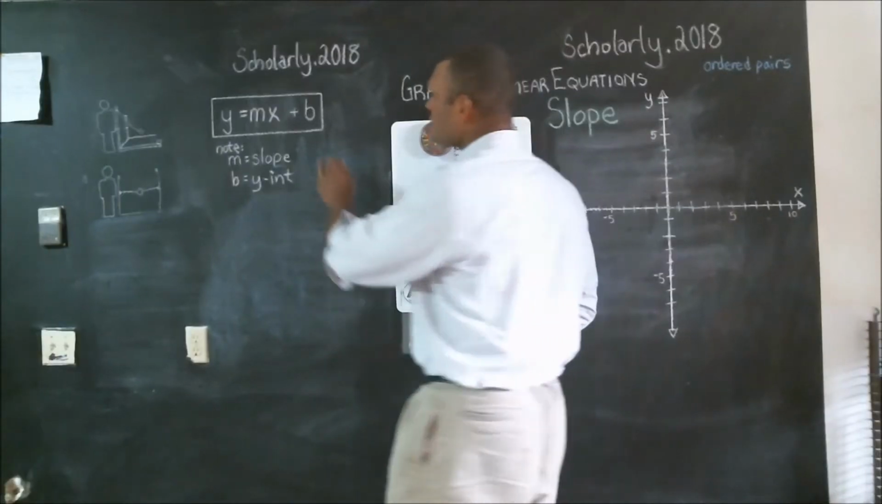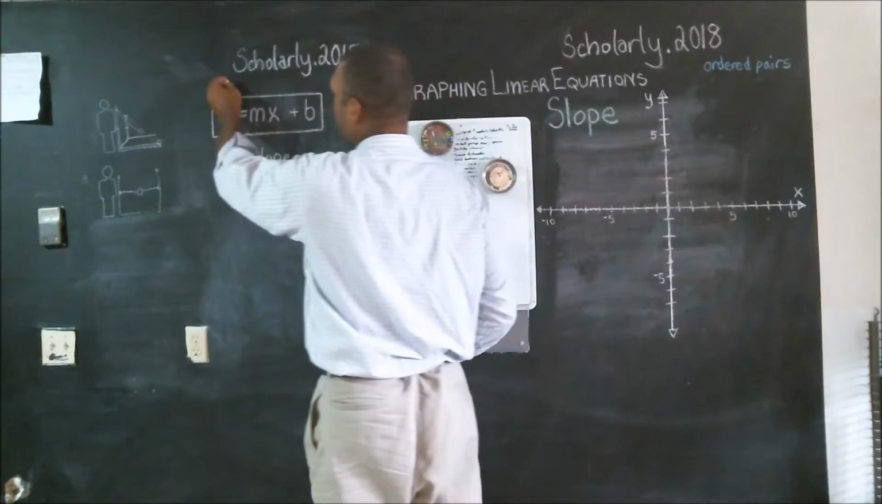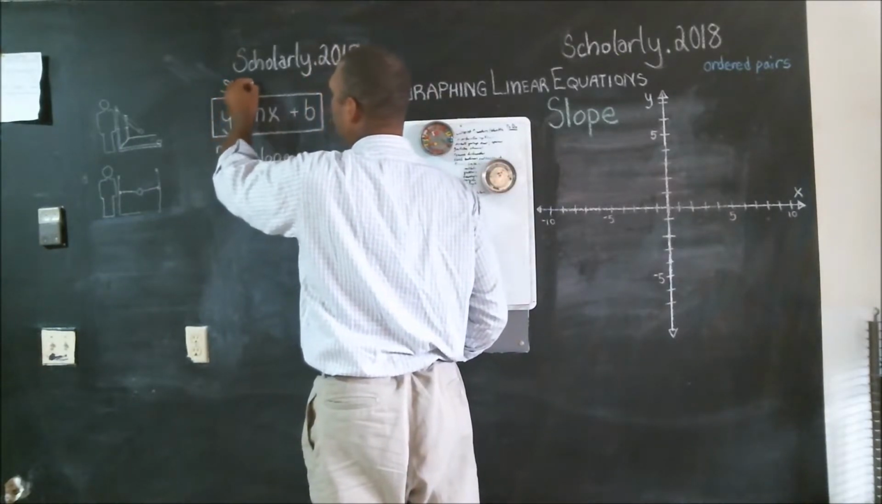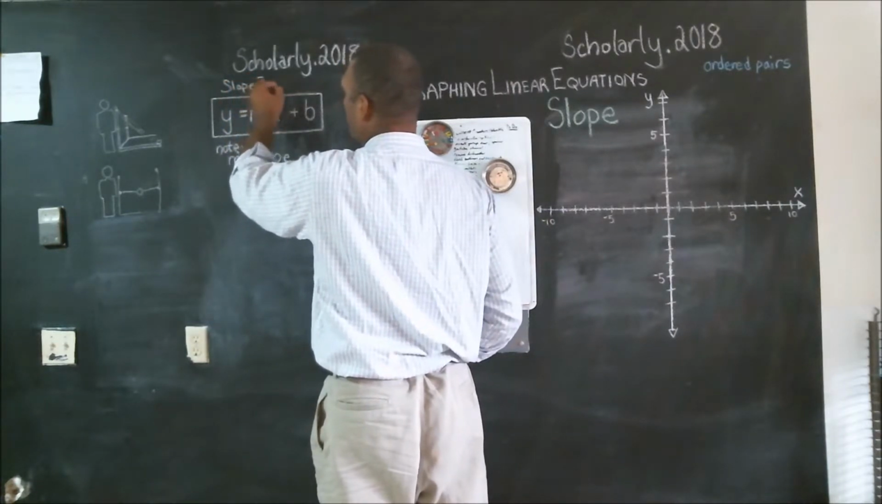First of all, this is our slope intercept. And we'll write that up here just so we don't forget that. It's slope intercept form or slope intercept equation, right? And we all know how that works.